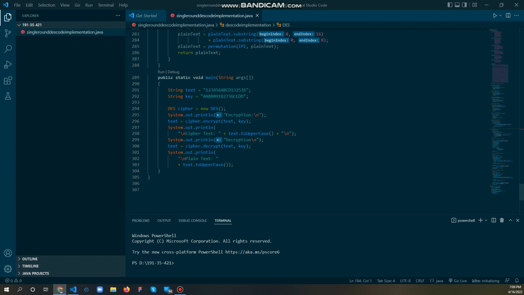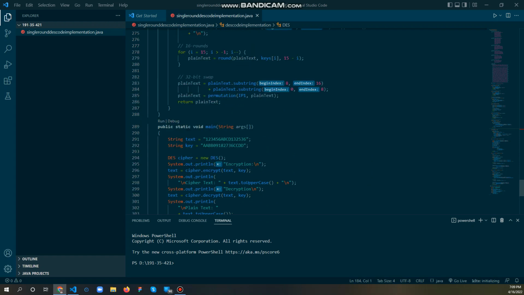It is the code. Now let's discuss the expansion permutation. Recall that after the initial permutation we had 64-bit plain text divided into left plain text and right plain text. During the expansion permutation, the RPT is expanded from 32 bits to 48 bits. Bits are permuted as well, hence the name expansion permutation.